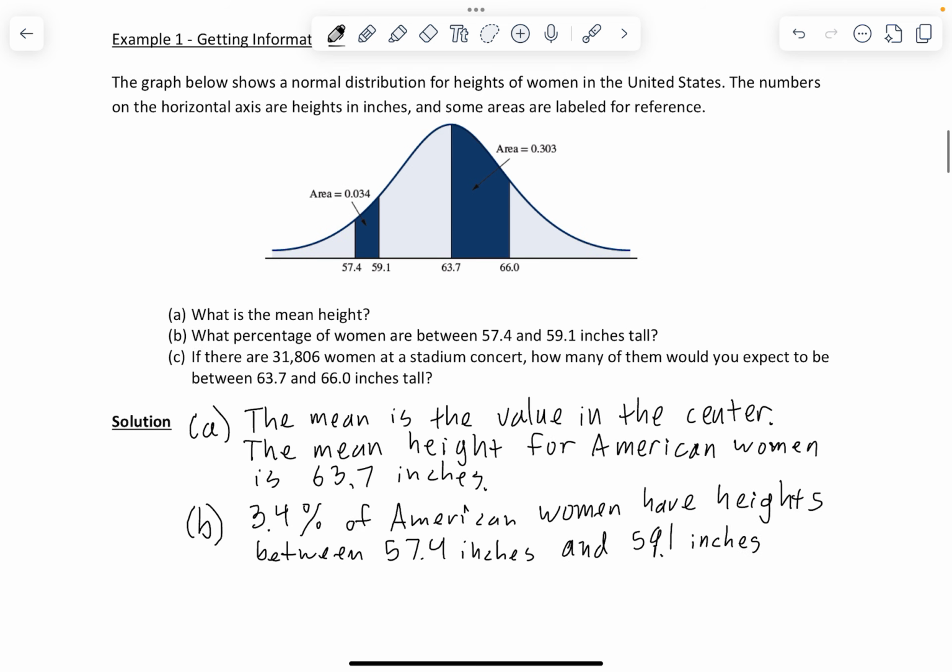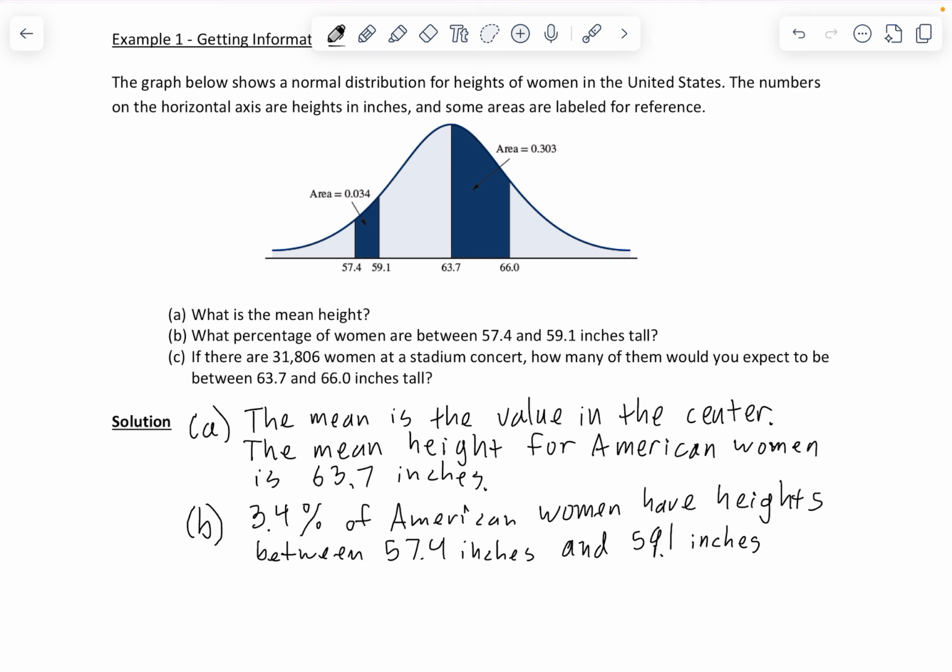Okay, C. If there are 31,806 women at a stadium concert, how many of them would you expect to be between 63.7 and 66 inches tall? This is a very similar question as the previous one, but with a twist. It asks for the number of women, not a percentage. But we can find that number by first finding a percentage.